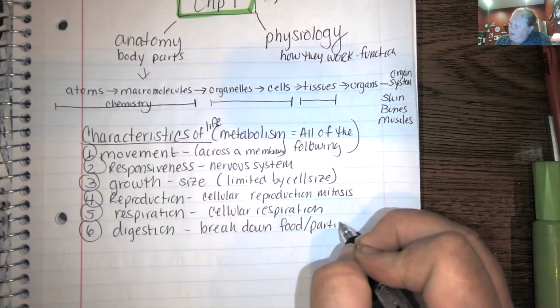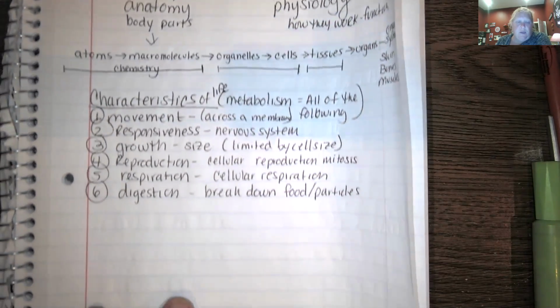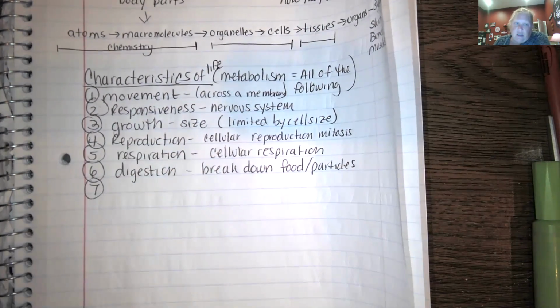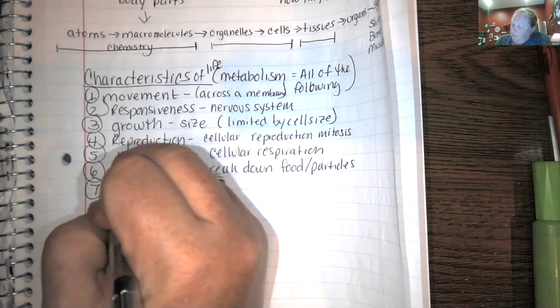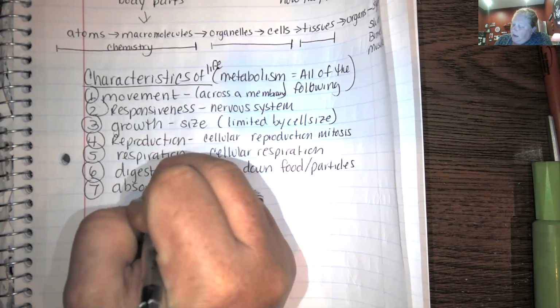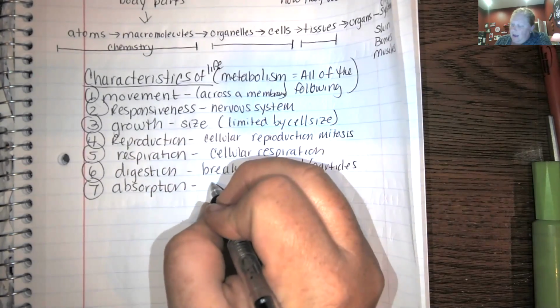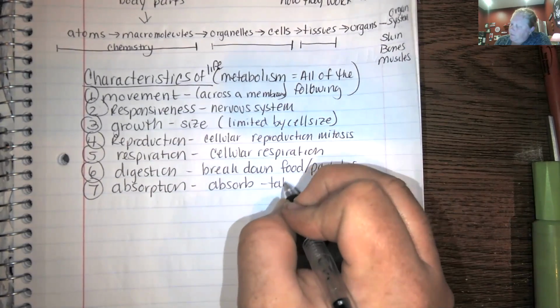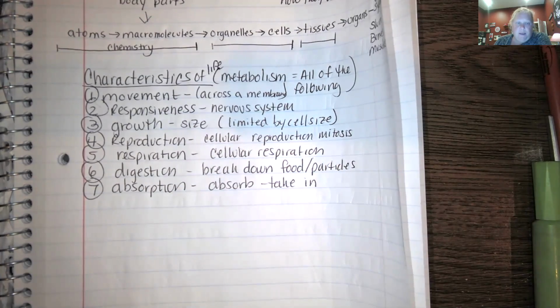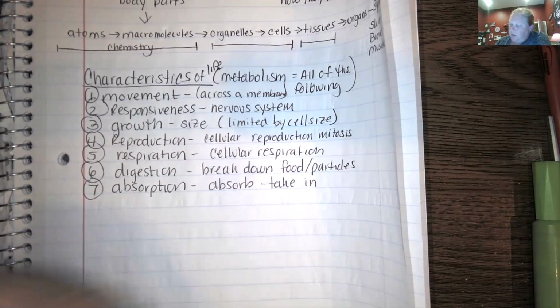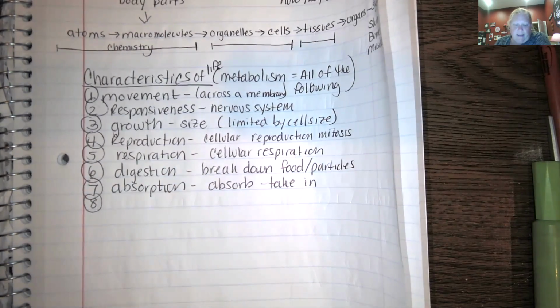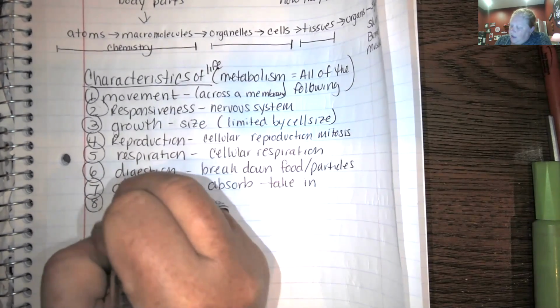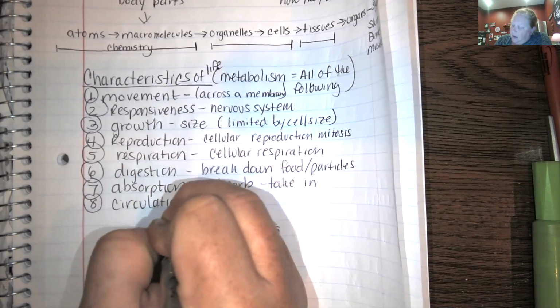I'm going to put particles because just breaking down any of those things is really, digestion can be digestion of chemicals as well, toxic chemicals. Okay. Absorption. It doesn't do a whole lot of good to break things down if you can't absorb or take in items. And that could be, you could even say absorption, that could be even osmosis, for example, going through the membrane.